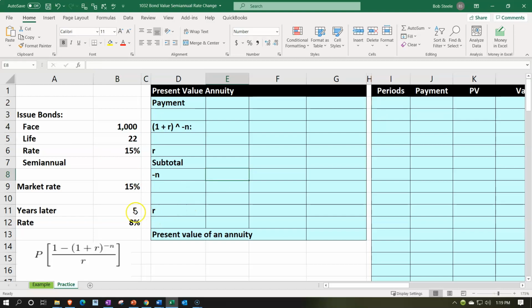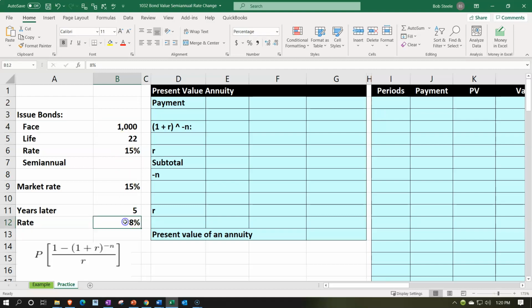Then we'll make a change to say that time has passed. In this case, 5 years have passed. And then we're going to have a rate of 8% down below for the market rate. Then we calculate the price of the bond, where we're going to have a difference between the amount on the bond and the amount that we will have, the change resulting in a discount or premium.